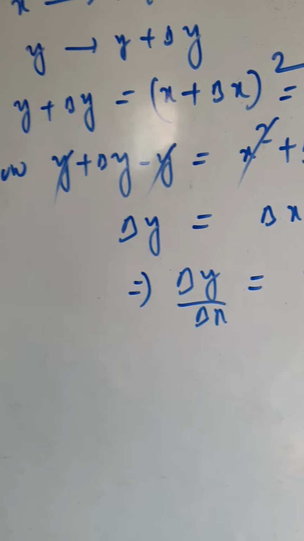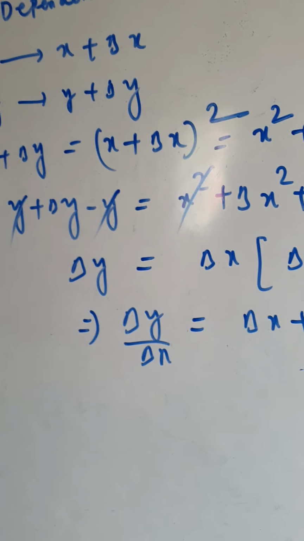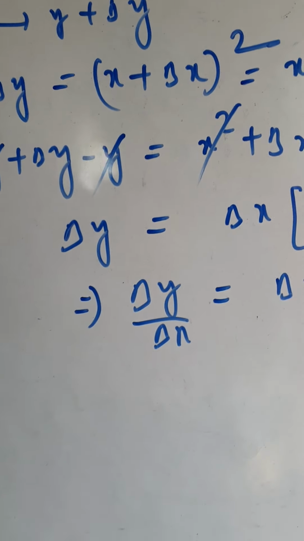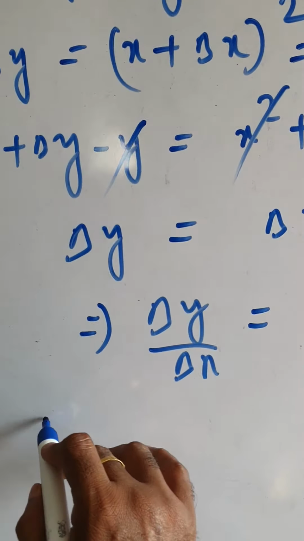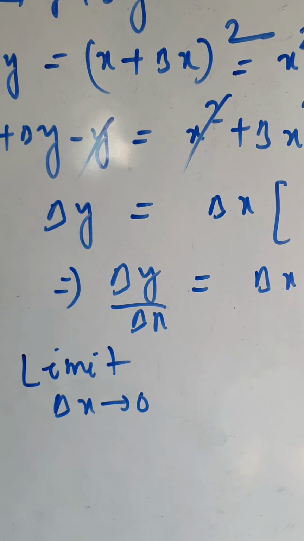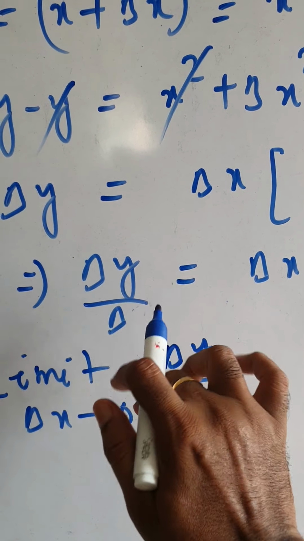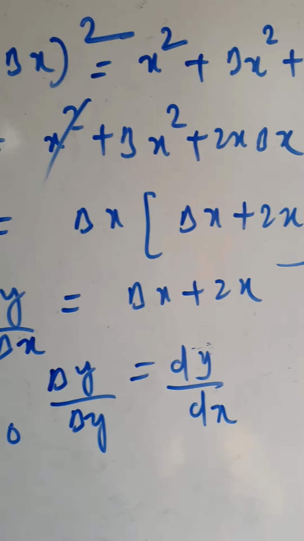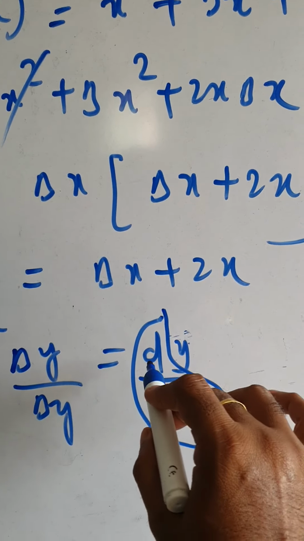In mathematics there is another mathematical transformation or operation, and that is the limit. Limit delta x tends to 0, approaches 0, means delta x is nearly equal to 0, though it may not be 0. The limit of delta y by delta x is dy by dx, the differentiation of y with respect to x. Here d by dx is a differential operator acting on y.